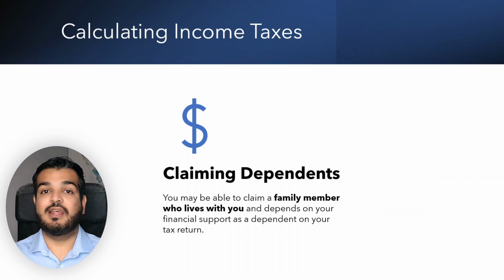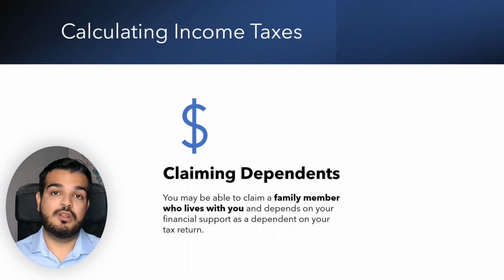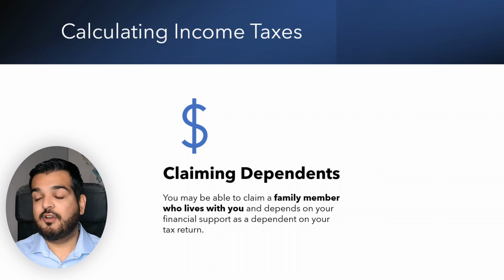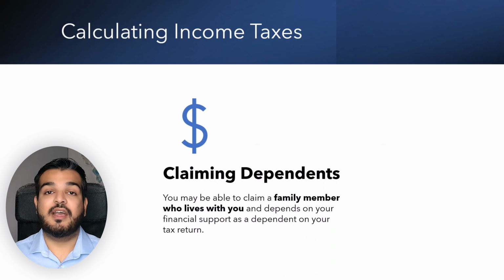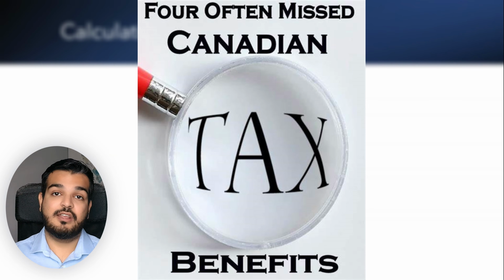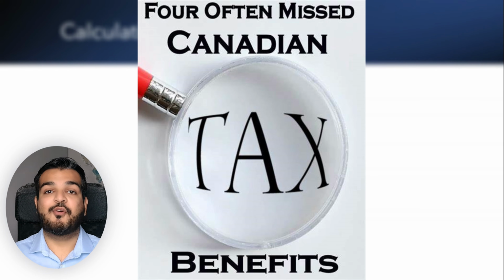When it comes to calculating income taxes, one of the deductions you can take is claiming dependents. What that means is that if you have a family member who lives with you and relies on you for financial support, you may be able to claim them as a dependent on your tax return. You'll receive a tax credit for that individual. This can allow you to claim various expenses, credits, and amounts that can help lower your tax bill. Some of the deductions you can claim on your tax return for a dependent include the Canada Caregiver amount, the disability amount, or the eligible dependent credit.